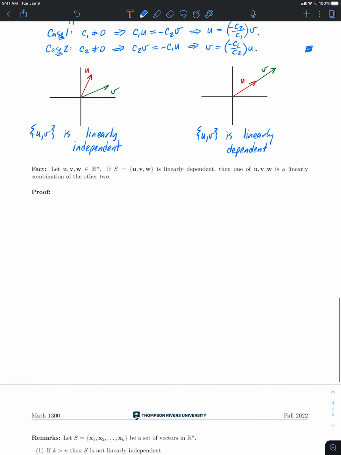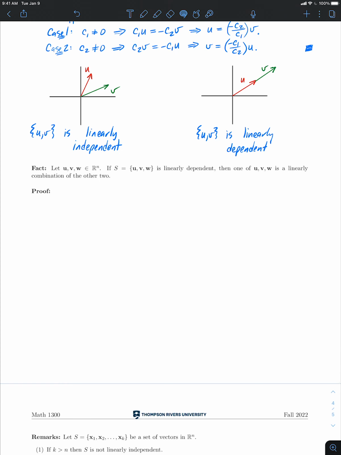Let's talk about maybe three vectors. What happens if you have three vectors? So we've got a set S consisting of three vectors, u, v, and w. We're not going to make any assumptions about what dimension they live in. But if that set of vectors is linearly dependent, then what you know is that one of those vectors, u, v, or w, you don't know which one necessarily, and it could be more than one of them, it could be all of them actually, but one of them is a linear combination of the other two, guaranteed. So let's look at why that's the case.